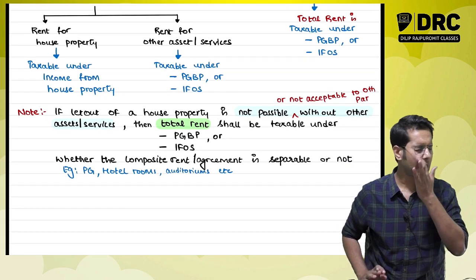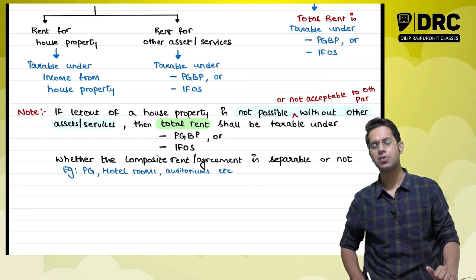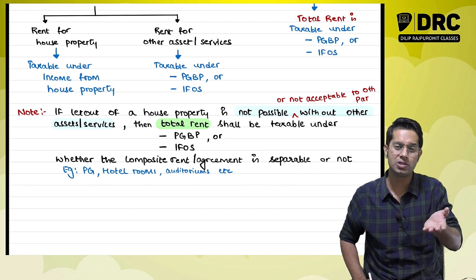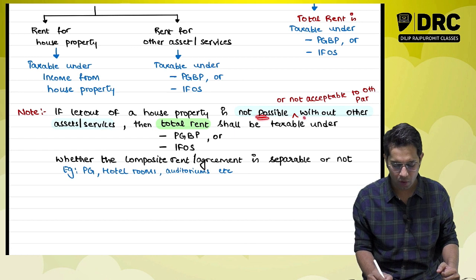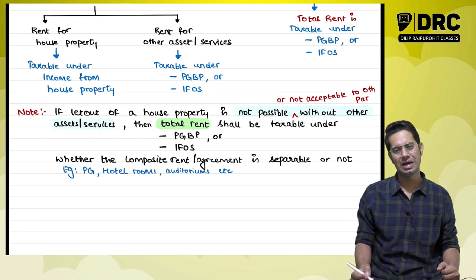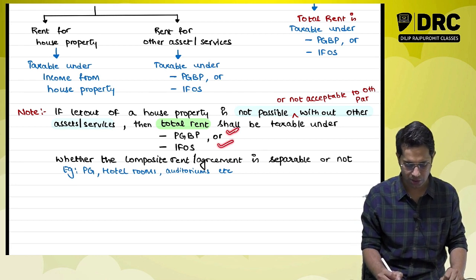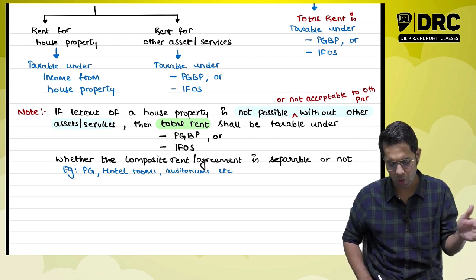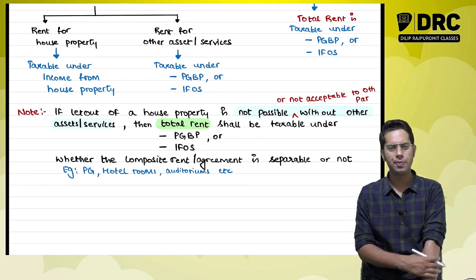Now sometimes what happens is the property which you are renting is not acceptable to the other person without other assets, or it is not possible for you to rent the house property without renting other assets. In such cases, the entire income will go to PGBP or income from other sources, whether the agreement separates the composite amount or not.